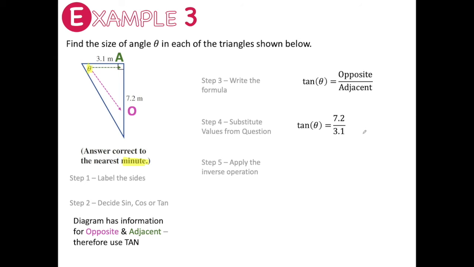Step 5, apply the inverse operation. So the size of the angle is going to equal tan -1, or the inverse of tan 7.2 over 3.1. Entering that into the calculator, it is going to equal 62 degrees and 42 minutes. So the size of our missing angle in this example is 62 degrees and 42 minutes.